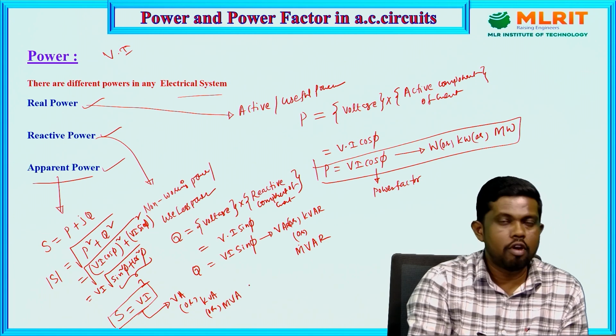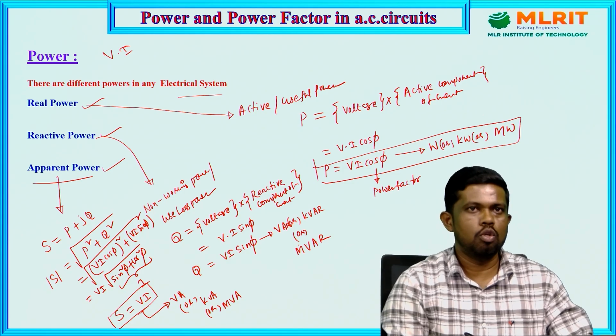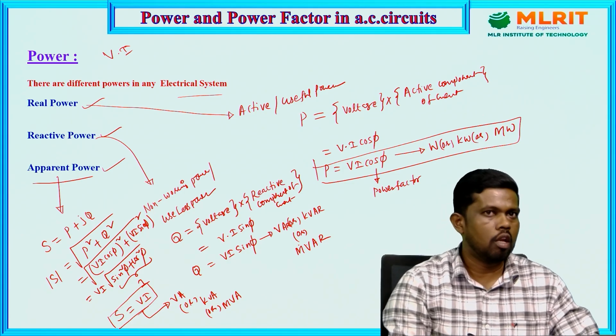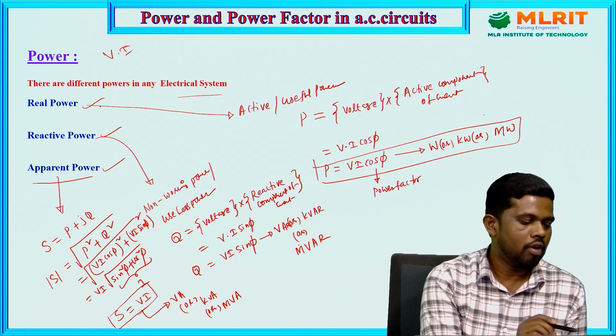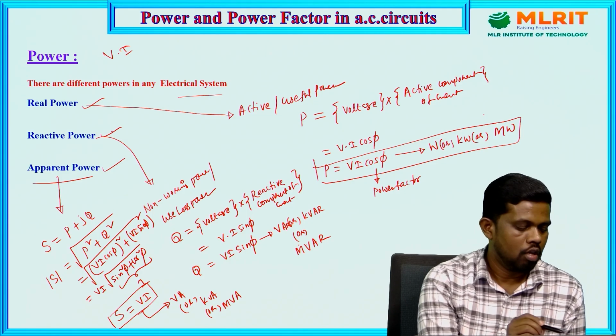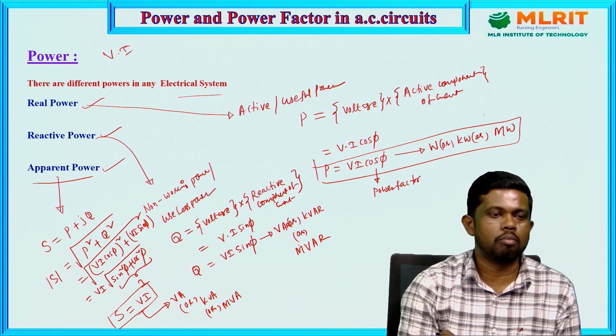So these are the different powers in an electrical system: real power, the useful power; reactive power, the useless or non-working power; and the last one, apparent power. That's all for today's session, and we will continue in the next session to cover the power factor of any electrical system.